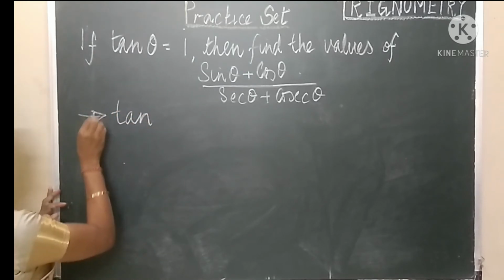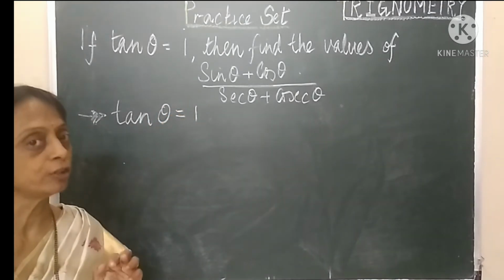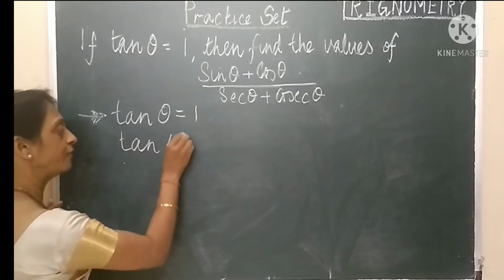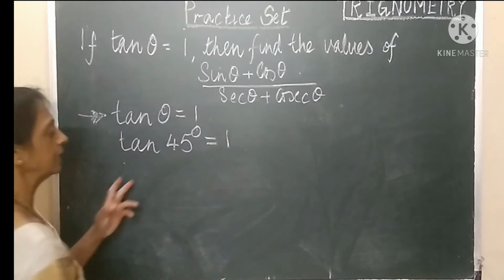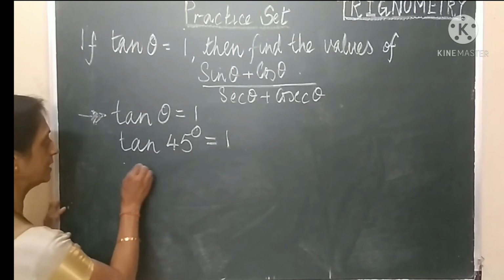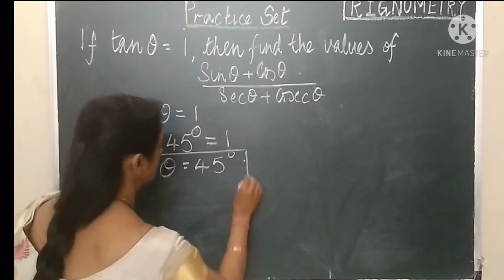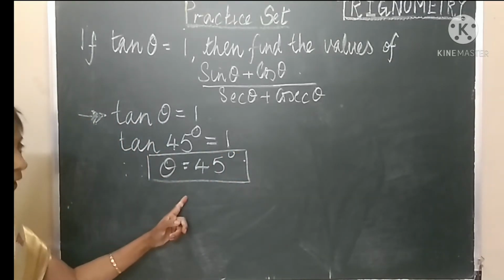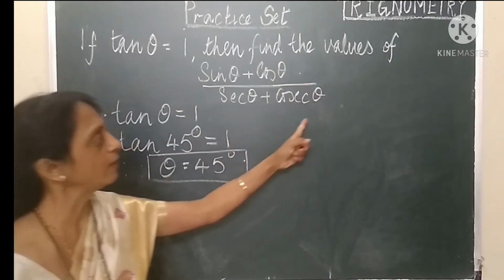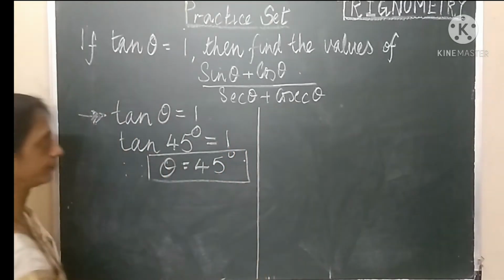Tan theta is equal to 1. According to the trigonometrical values that we know, tan of 45 degrees is equal to 1. If tan 45 is equal to 1, in other words, we know that theta is equal to 45 degrees. So at this step, children, we were able to find out the value of theta. So it goes very easy for us to calculate the value of the given expression. Let's see how we move forward.